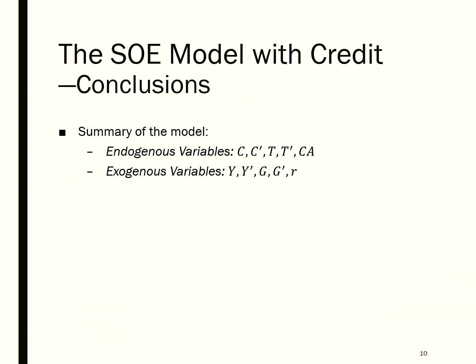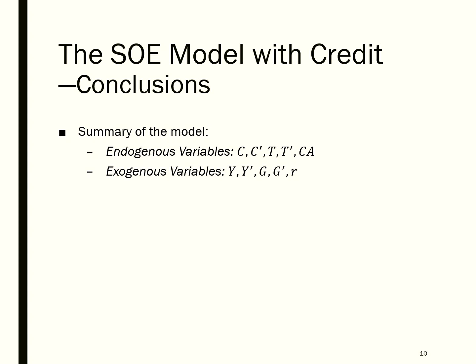To summarize the small open economy model with credit, we can divide the model into two types of variables. The endogenous variables include consumption today and tomorrow, taxation today and tomorrow, and the current account, which can be interpreted as national savings. The exogenous variables include the output endowments Y and Y prime, the government expenditures G and G prime, as well as the interest rate, which is taken as given.